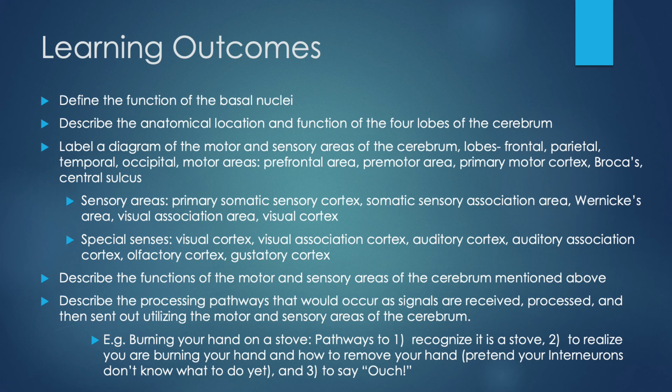You'll also describe the functions of the motor and sensory areas of the cerebrum as mentioned above, and describe the processing pathways that would occur as signals are received, processed, and then sent out using both the motor and the sensory areas of the cerebrum. And so an example here that you'll be using will be the example of burning your hand on a stove. So you'll need to be able to understand and explain the pathways to 1, recognize that it is in fact a stove, to 2, realize that you're actually burning your hand, and then how to remove your hand away from it, pretending that your interneurons aren't involved here yet. And then 3, to know to say, ouch, to recognize the pain.